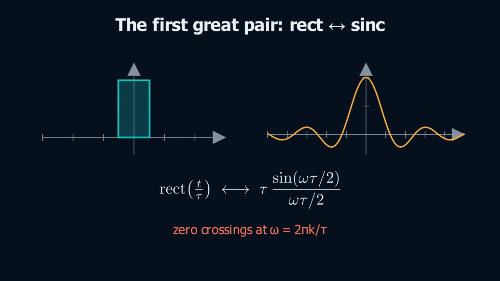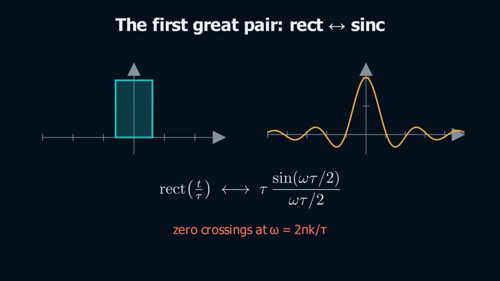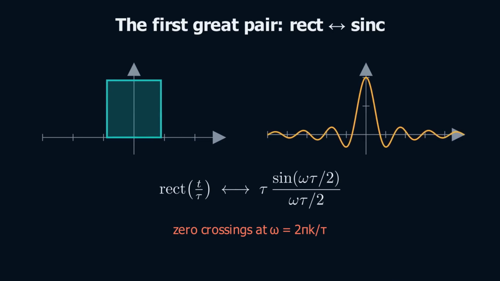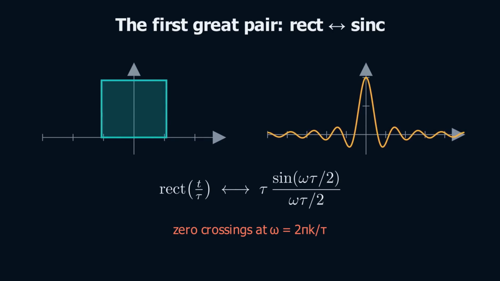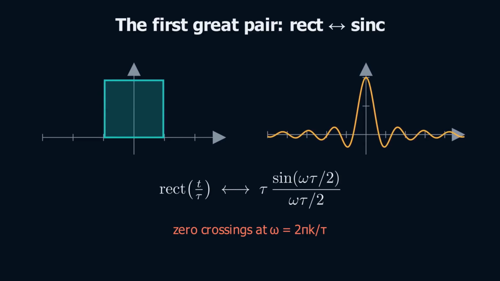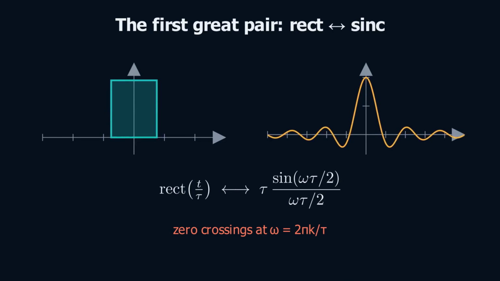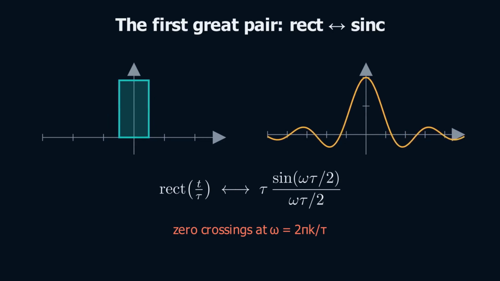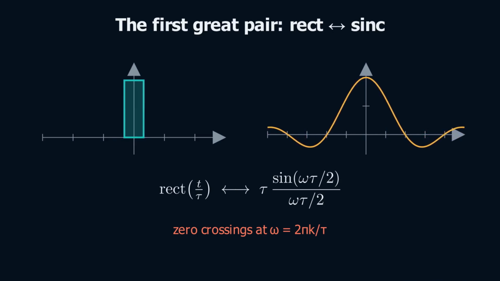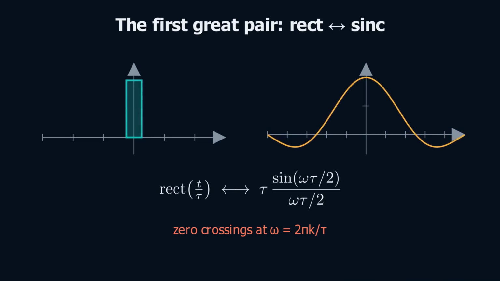Now watch the trade. Make the pulse wider and the sinc gets narrower. All the energy squeezes toward low frequency. Make the pulse narrower, a snappier, quicker event, and the spectrum spreads wide. Short in time means broad in frequency. Always. This seesaw has a famous name waiting in the next episode, the uncertainty principle.